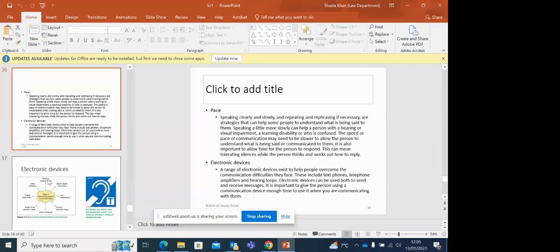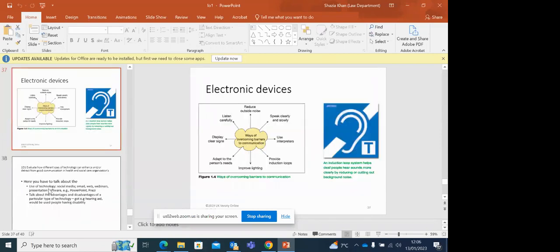Electronic devices exist to help people overcome the communication difficulties they face. This includes text phones, telephone amplifiers, and hearing loops. Electronic devices can be used both to send and receive messages. It is important to give the person using a communication device enough time to use it when they are communicating with them.